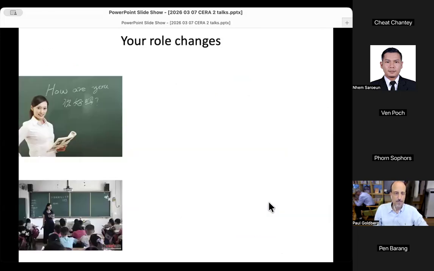One of the things that we need to understand about extensive reading is that your role changes as a teacher. In a traditional class, you would stand at the front using our course book and you would just teach all the students together. When you become an extensive reading teacher and the extensive reading part of your class, your role changes.